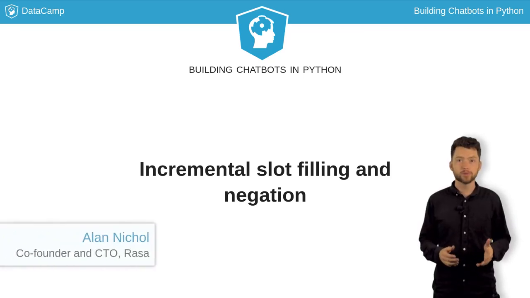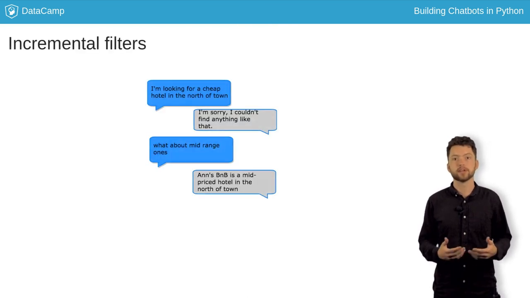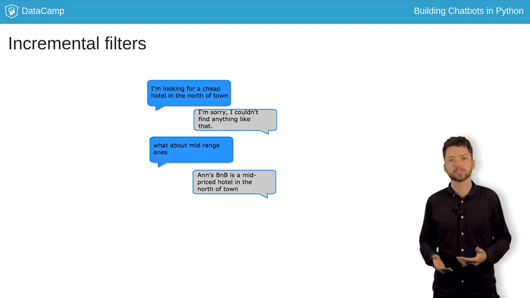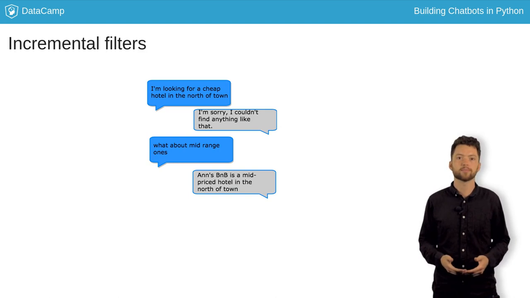Now, we'll work on two topics which are really important for the user experience of your hotel booking bot: filtering results incrementally and handling negation. The first part is to add some memory to your bot so that your users can narrow down their search incrementally. The process of collecting the user's preferences during a conversation is called slot filling.